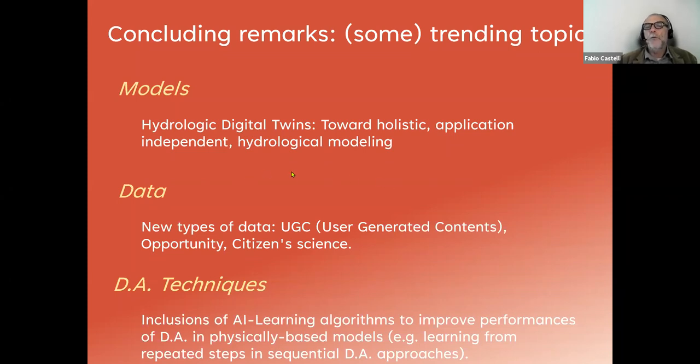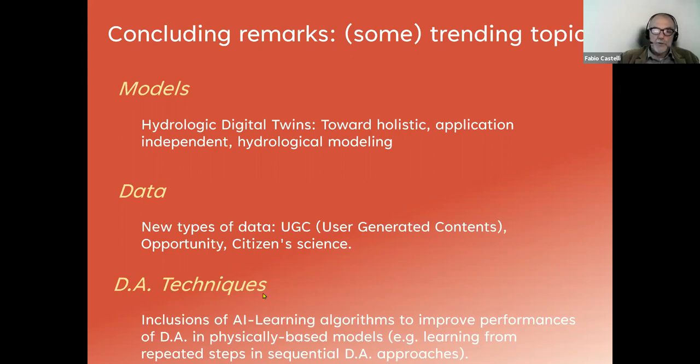So there is an open path still to be completed toward holistic or application-independent hydrological modeling. It's a big effort that is ongoing that will involve a close cooperation between hydrologic and atmospheric science and other geophysical sciences communities. There are big advancements also in the data that can be assimilated in hydrologic models, mainly, for example, user generated contents. Okay, the data that you can get from a sensor that you bring every day with you and that continuously senses the environment, starting from your smartphone. Okay, they have temperature and pressure sensors. What are called opportunistic data. A typical one, for example, is attenuation signals from satellites for radio transmissions, and citizen science, involvement of citizens in collecting data, okay?